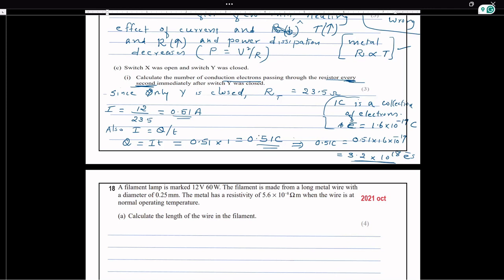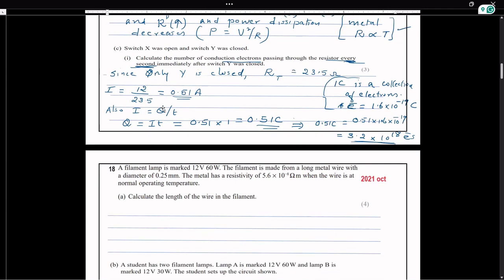1 coulomb is a collection of charged electrons. So this is the charge of the electron E. So we are calculating how many electrons are there in 0.51 coulomb. So it is 0.51 times the charge. So there are 3.2 times 10 to the power of 18 electrons.